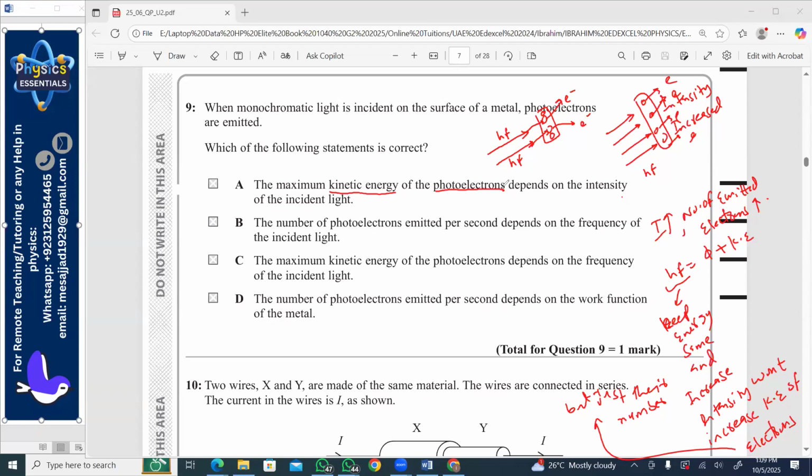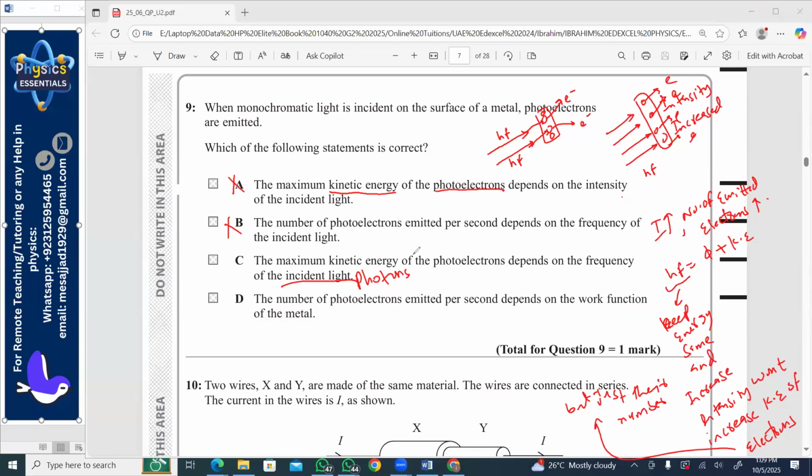incoming photon. Okay. So the number of photoelectrons emitted per second depends on the frequency of the incident light? No, it depends on the intensity. The maximum kinetic energy will depend on the intensity of the incident light? No, the maximum kinetic energy of the photon depends on the frequency of the incident light. Yeah, incident light means photon, right?